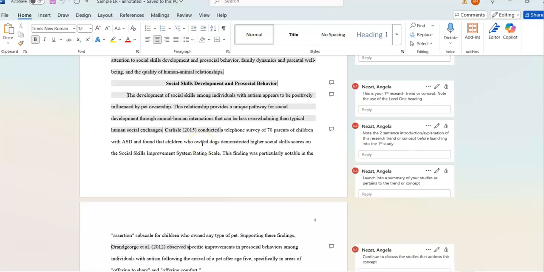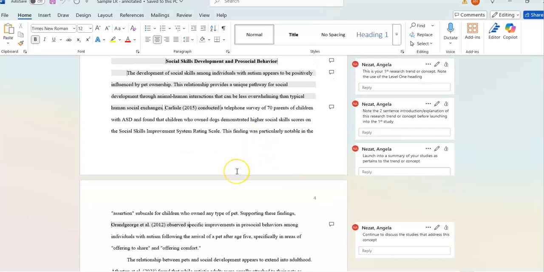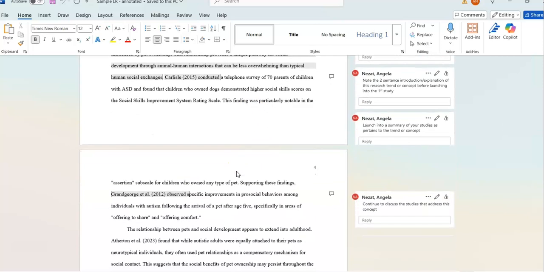I write, Carlisle 2015 conducted a telephone survey of 70 parents of children with autism spectrum disorder and found that children who own dogs demonstrated higher social skills. So this is one of the findings. And then I say, why is it notable? And then I synthesize.